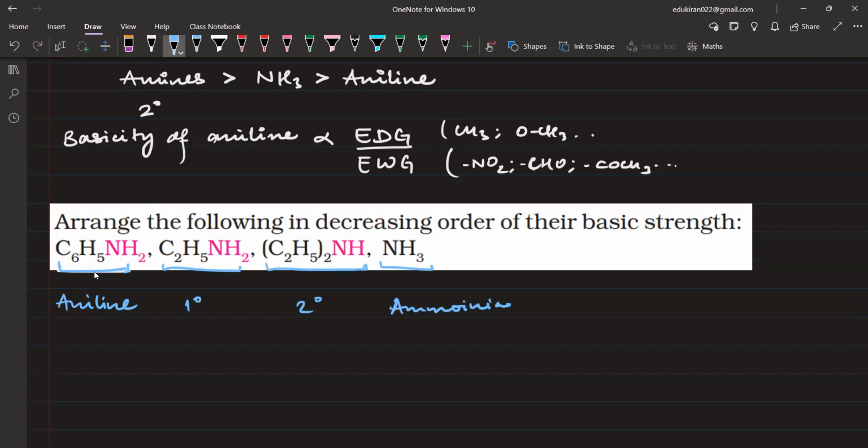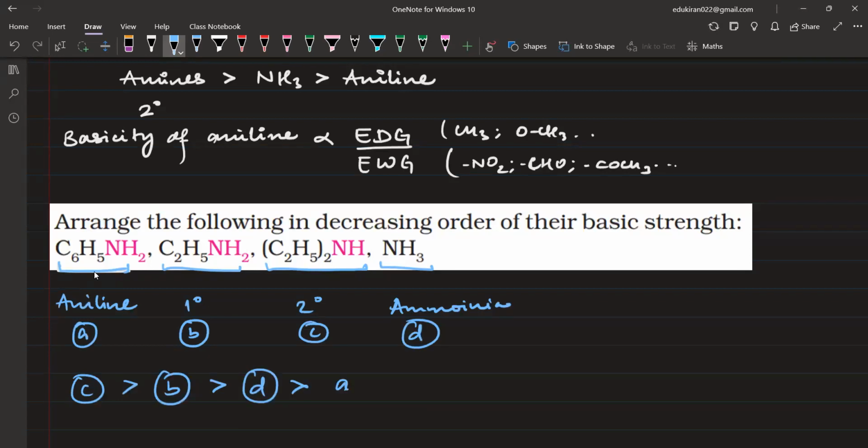And we have the order that 2 degree is the most basic. That is why if I number this A, B, C, and D, then the most basic is going to be 2 degree, that is C, followed by amine, still amine, then 1 degree, that is B. Then you will have ammonia, that is D, and then you will have aniline, that is E.